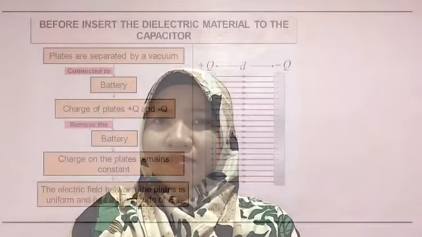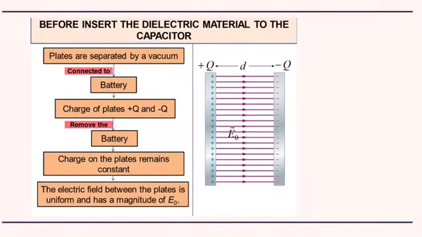How does the dielectric affect the value of the capacitance? Before we insert the dielectric material into the capacitor, the plates are separated by a vacuum. Then we connect it to the battery. Therefore, the plates are charged, one positive and the other negative. When we remove the battery, the charge on the plates remains constant. Therefore, an electric field builds up between these plates.